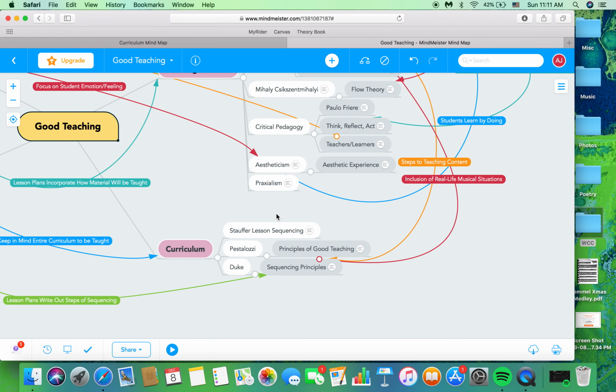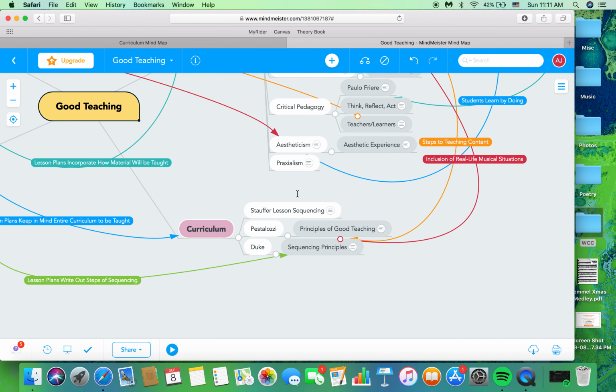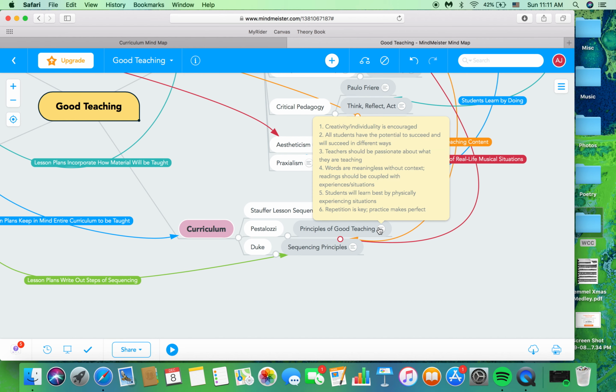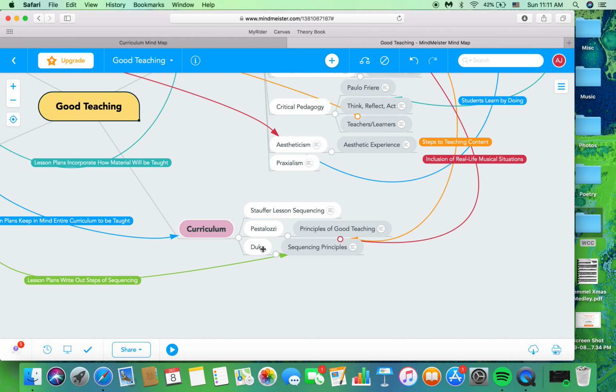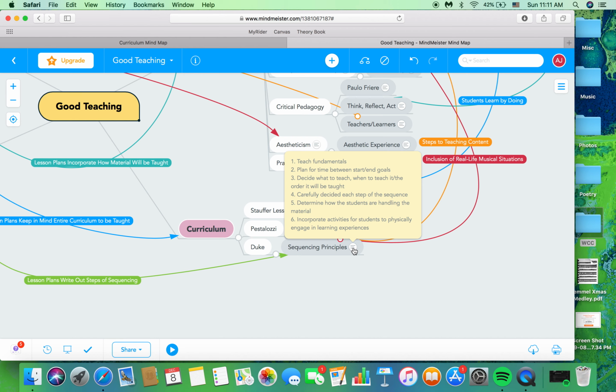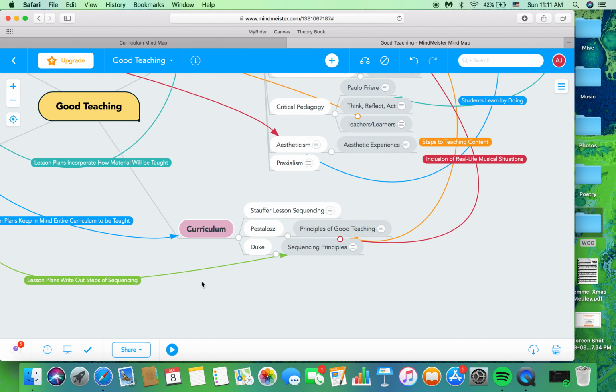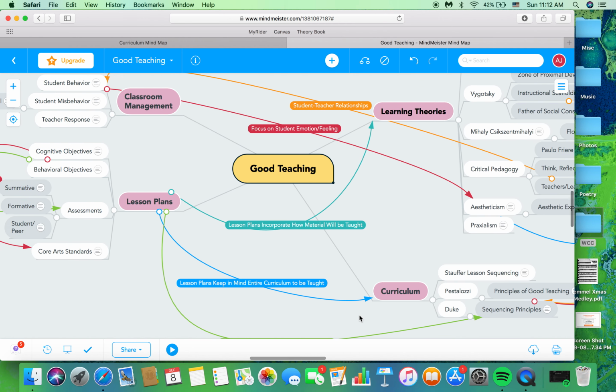Okay, so then under curriculum, I have the Stouffer lesson sequencing that we did and the 6 steps that are included in that. I have Pestalozzi and his idea of principles of good teaching, and they're all kind of here. There's a bunch of them that I really like. For John Duke, I have his sequencing principles, so he had a different idea of sequencing, so that's all kind of in the curriculum part of things.